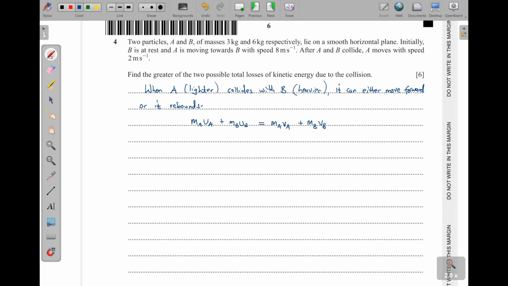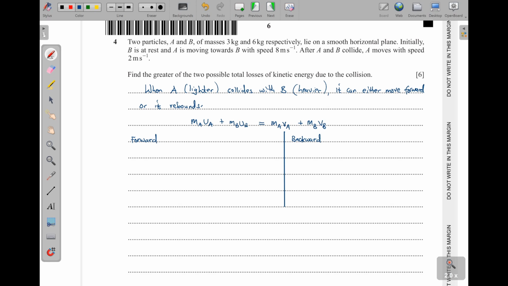Okay, that is the momentum after collision. Now, let's consider this particle moving forward, okay? We are considering two scenarios here. It is moving forward and also when it is moving backward. So this one is going to be here for backward movement.